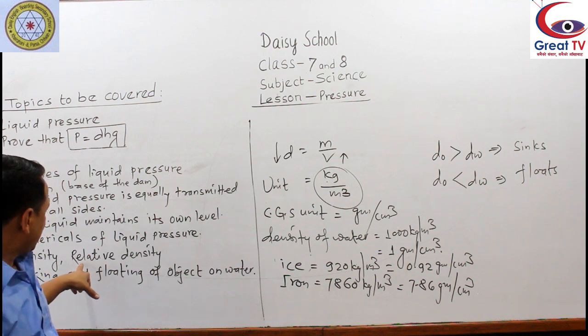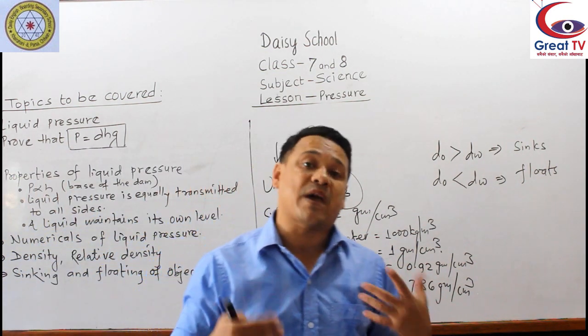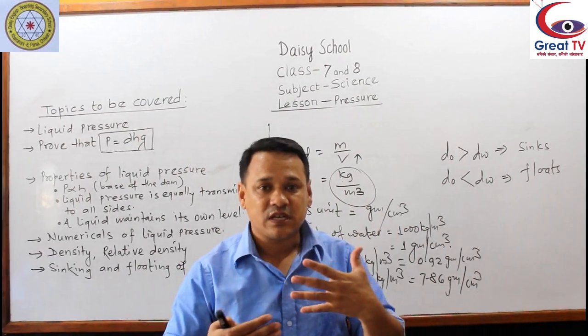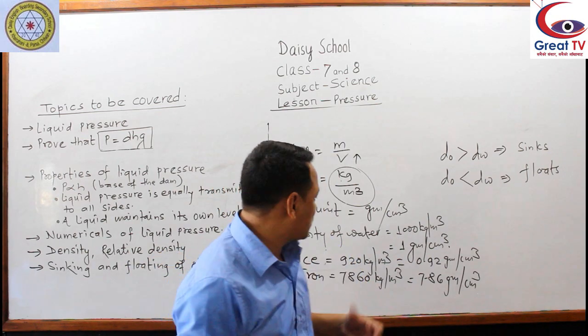Another term is remaining here: relative density. Relative means comparative. With respect to water, how many times is the density of the object more or less? That we have to compare.